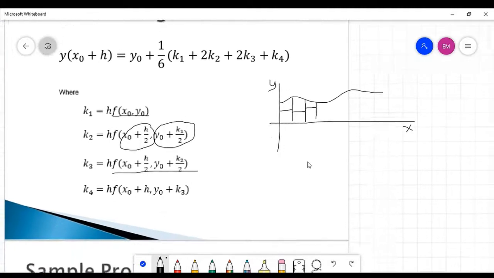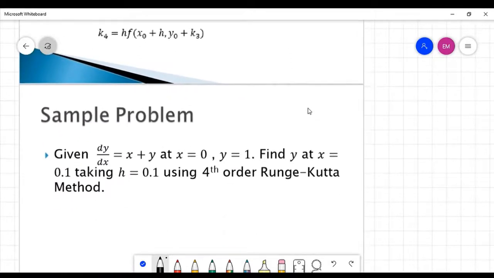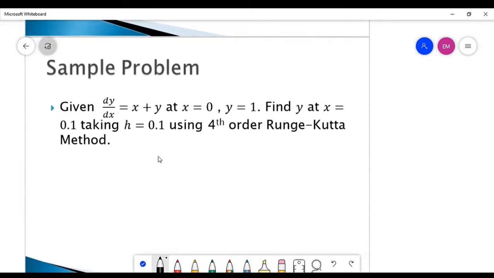So for that, we have here an example. Actually, the example that I used here is the same example that I gave in the SEAM. Find out the solution of dy over dx equals x plus y at x is equal to 0 and y is equal to 1. Find the value of y at x is equal to 0.1, taking h is equal to 0.1, using the fourth order Runge-Kutta method.